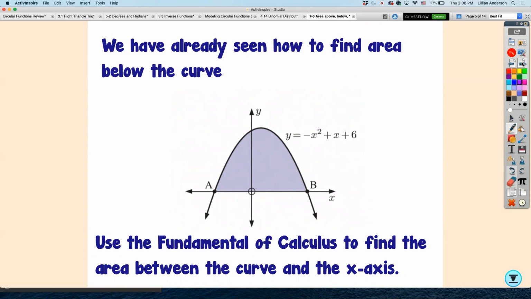You're finding the area of the shaded region in between the curve and the x-axis. This is actually from the problem that we did on Tuesday, okay? Use the fundamental theorem of calculus to find the area between the curve and the x-axis. You guys know this already. That's the definite integral, so on and so forth, okay?